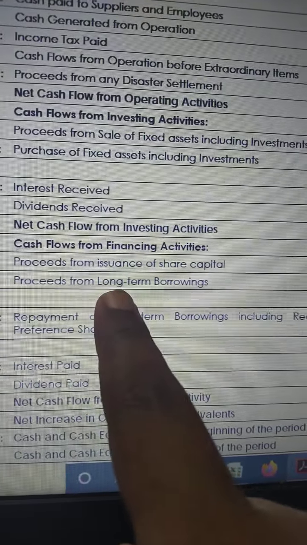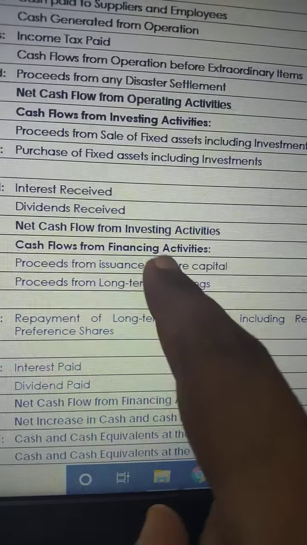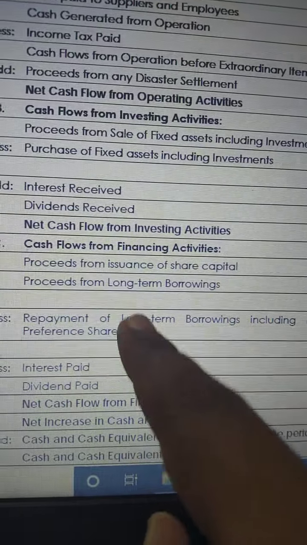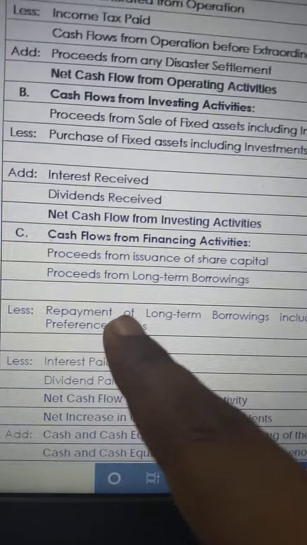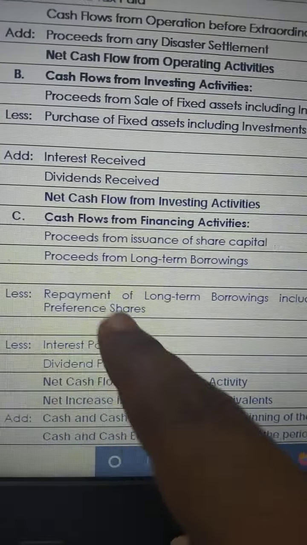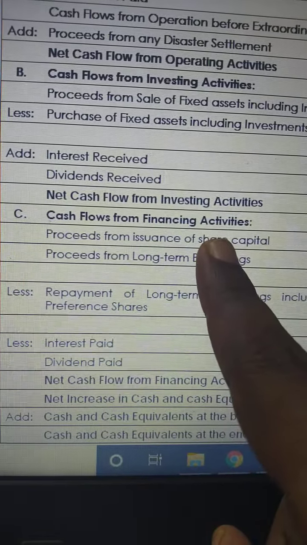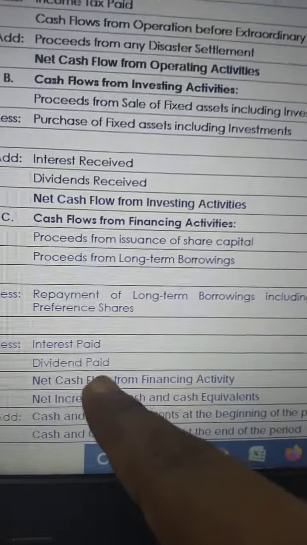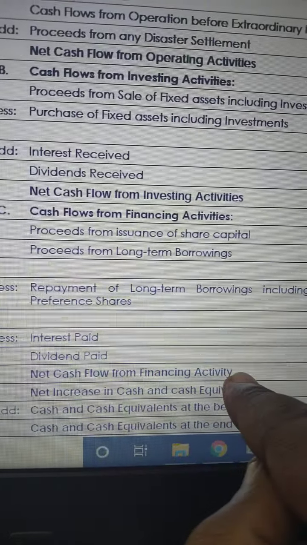I am repaying my borrowings, the principal amount, and also the redemption of preference shares. If I issue preference shares one day, I have to repay, so that also comes under this. It is an outflow. Inflow minus outflow, minus interest paid. When will I pay interest? If I borrow, I will pay interest. That is an outflow. Dividend paid: when will I pay dividend? If I issued equity capital, share capital or preference share capital, I may pay dividend. So after this adjustment, you will get net cash flow from financing activity.